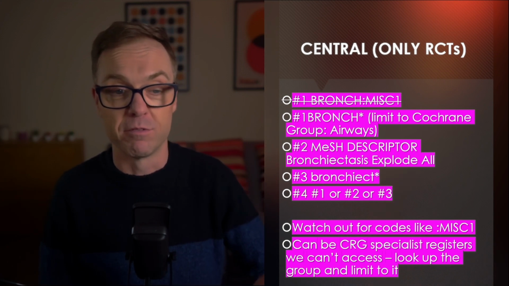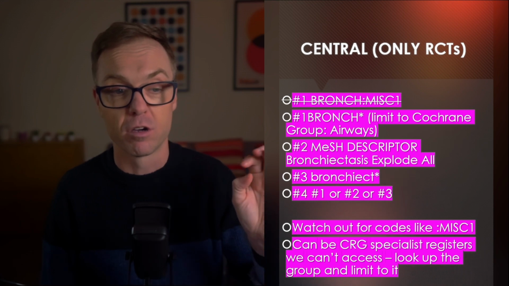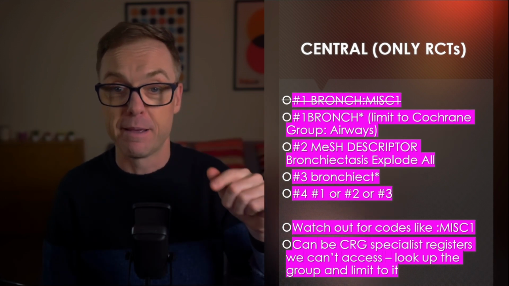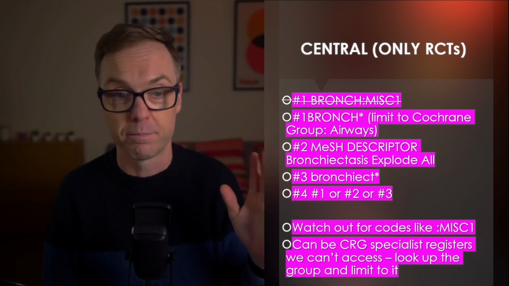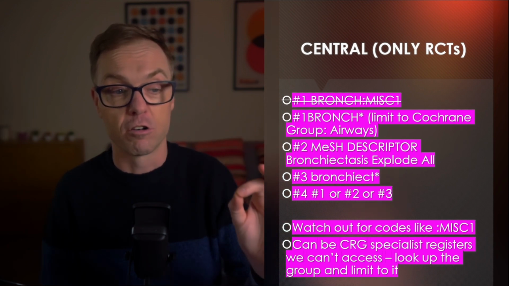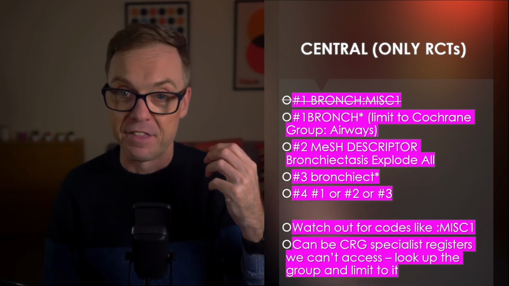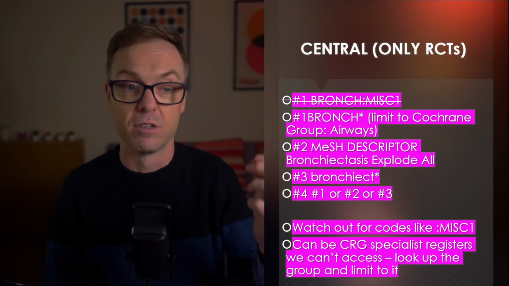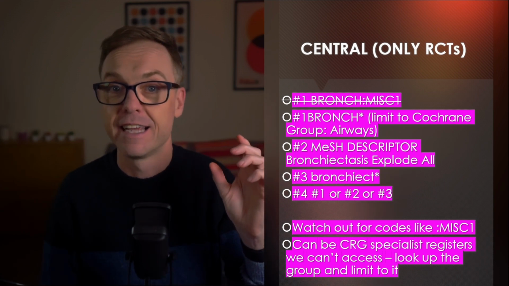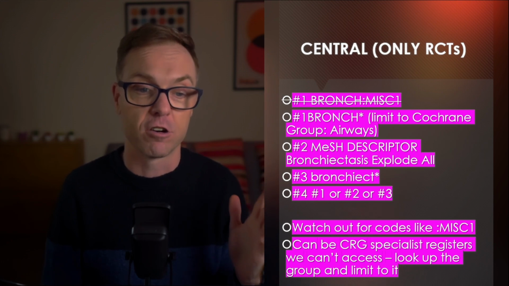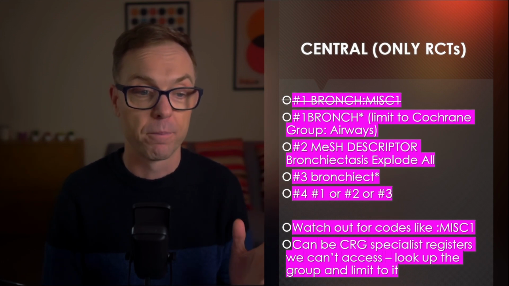So the way round that is I search for bronch wildcard and I limit the search by hitting the limit button in the advanced search page to Cochrane groups, and then I type in airways, and then it limits the searches to that bronch wildcard in trials in Central that have been tagged by the Cochrane airways group.